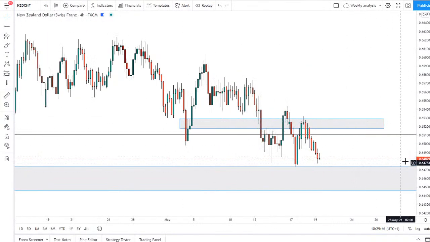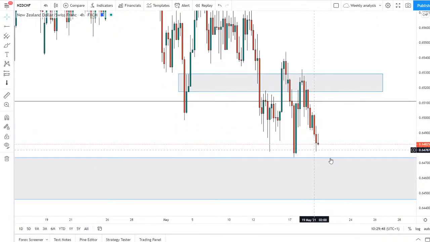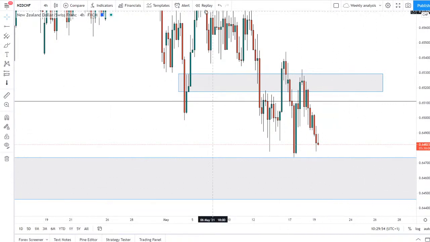So we're seeing a lot of NZD/CAD weakness, and we might see some new lows, maybe pushing back down to 0.64500 potentially, before maybe a bigger push to the upside. So not really interested in buying this pair just yet. Again, there's no real opportunity to buy.